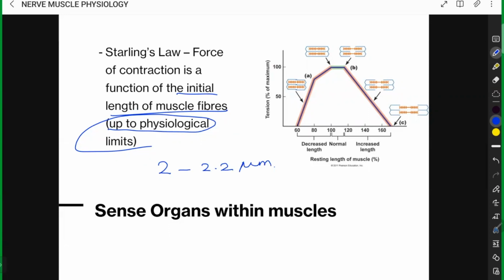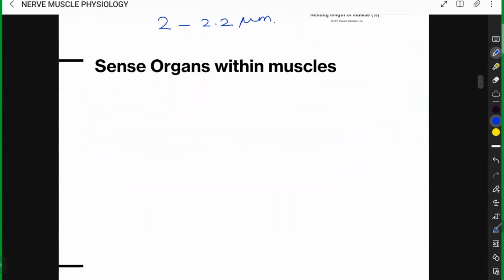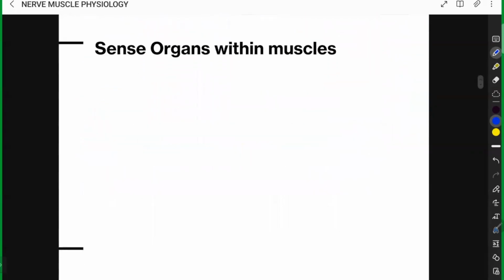Now, this is the place where you need to understand the sense organs within your muscles that are going to be involved in muscle binding. So you have a myocyte, isn't it? A muscle fiber.